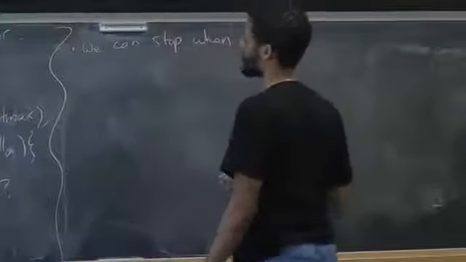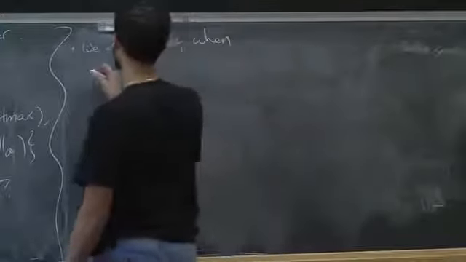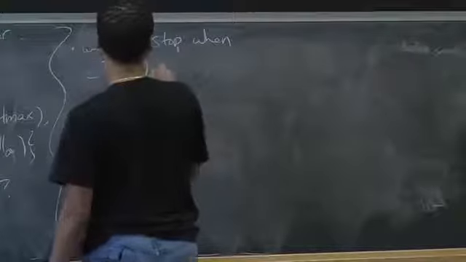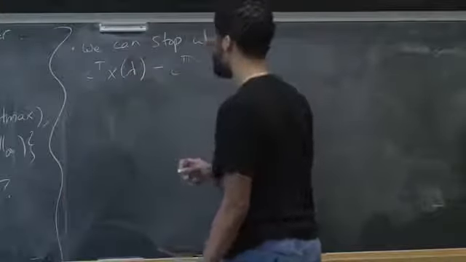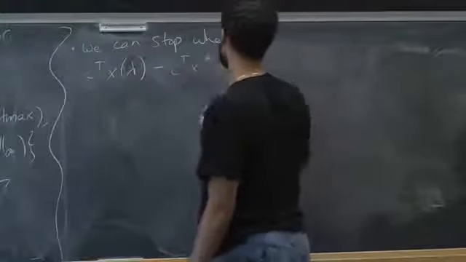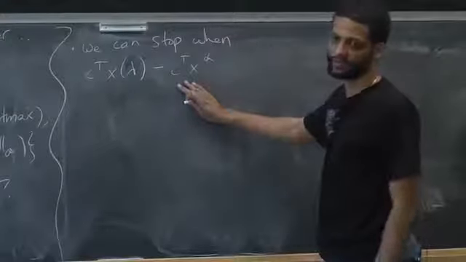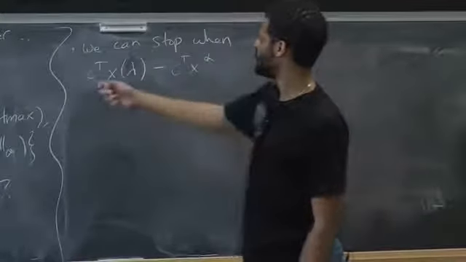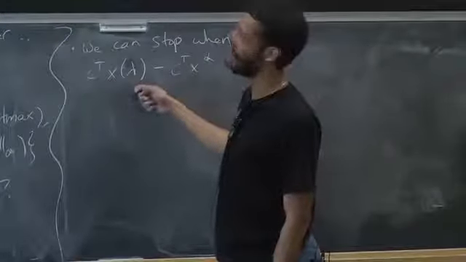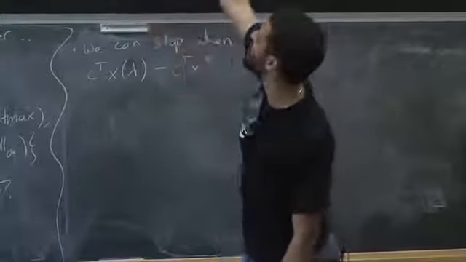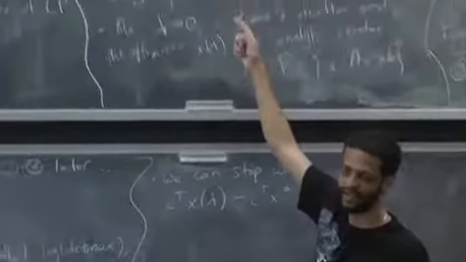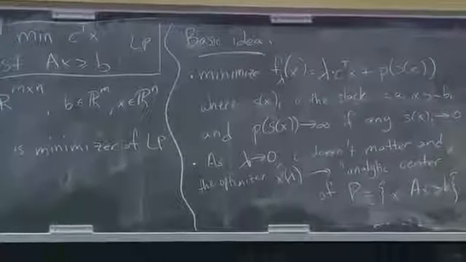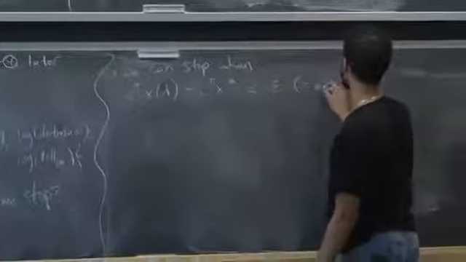when, let's say, C transpose of x lambda, sorry, minus C transpose of x star. C transpose x star is the true minimum. C transpose of x lambda is what our cost would be if we used x lambda as a solution to the actual LP, as opposed to this modified penalized function. Once this is less than, let's say, epsilon. And epsilon is also going to be something that's exponentially small in the precision.